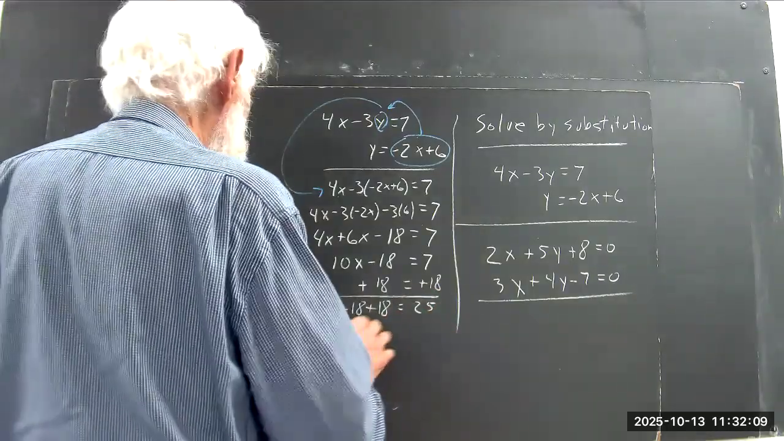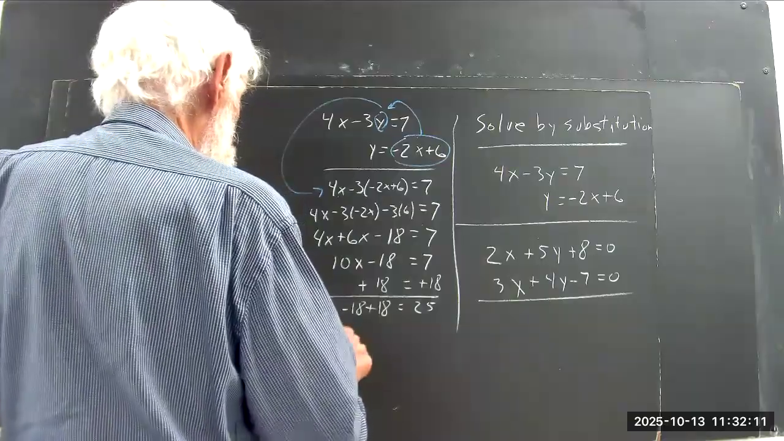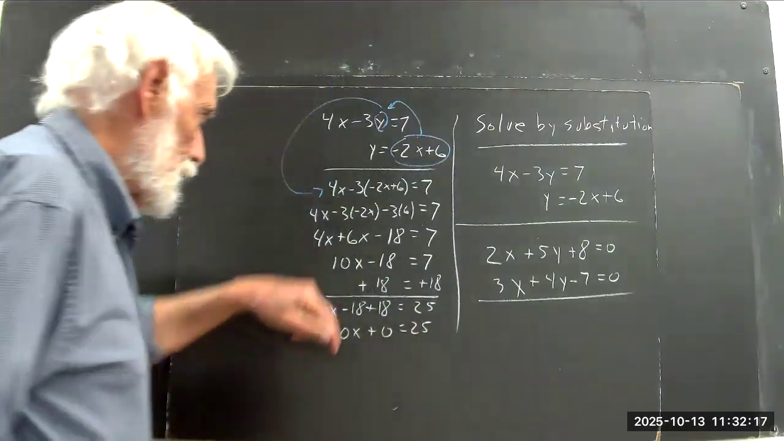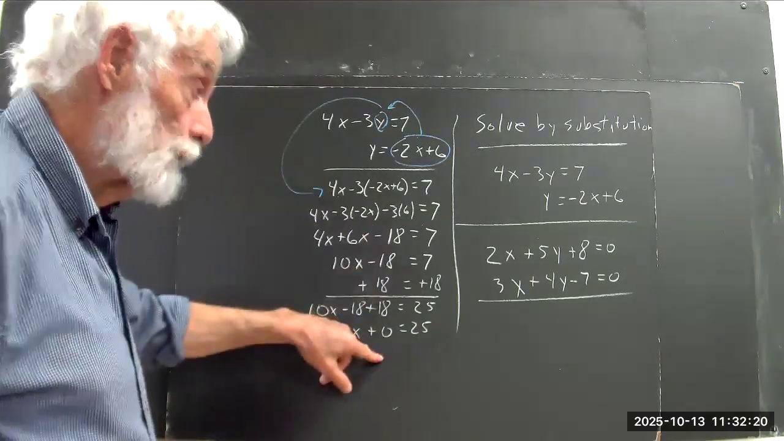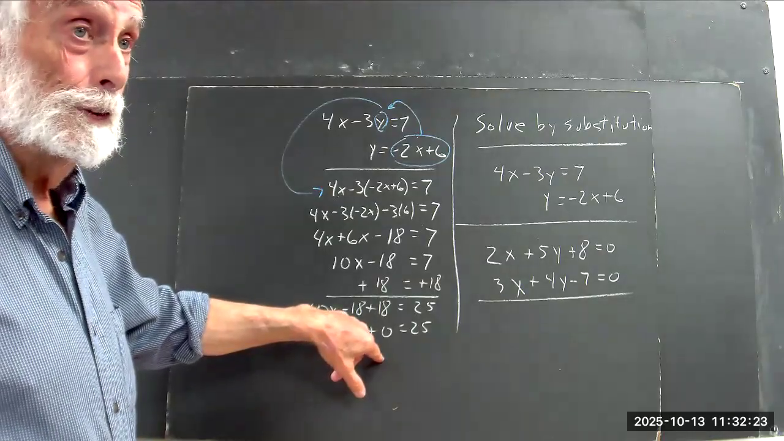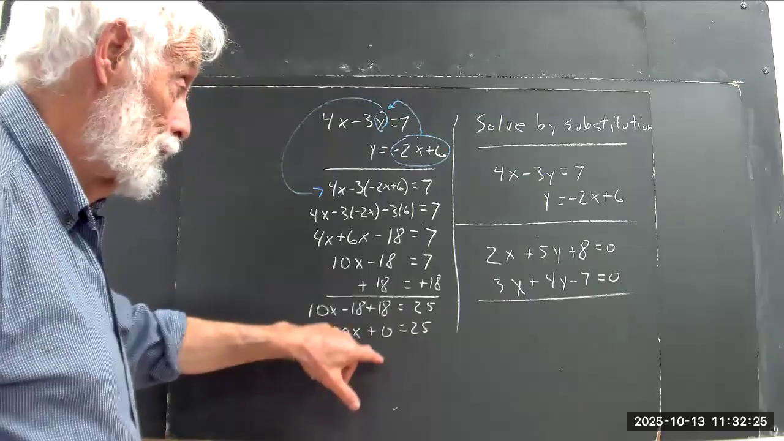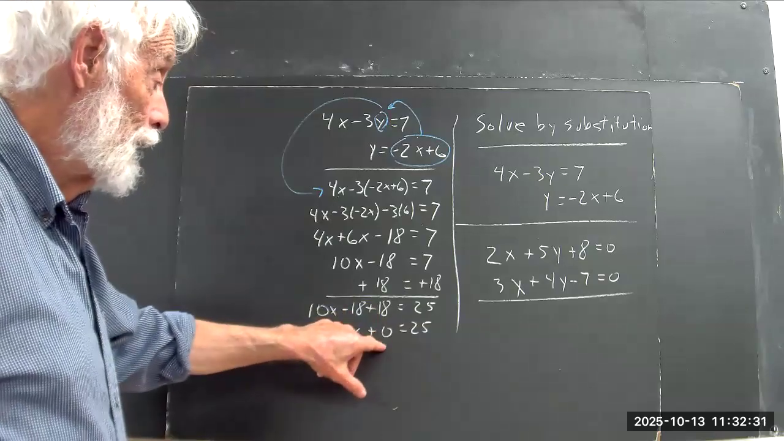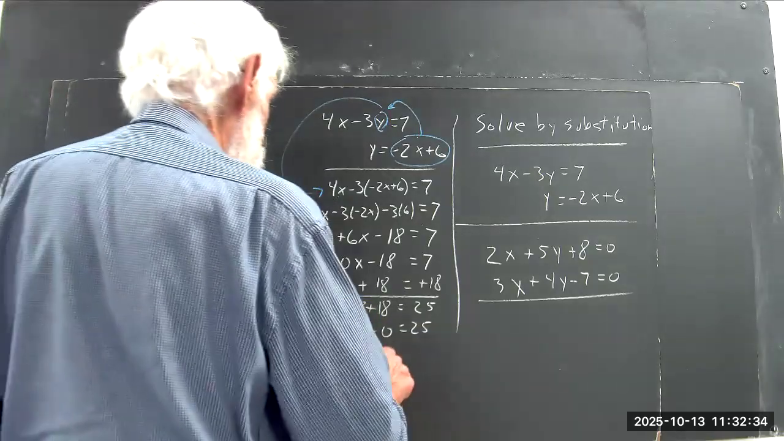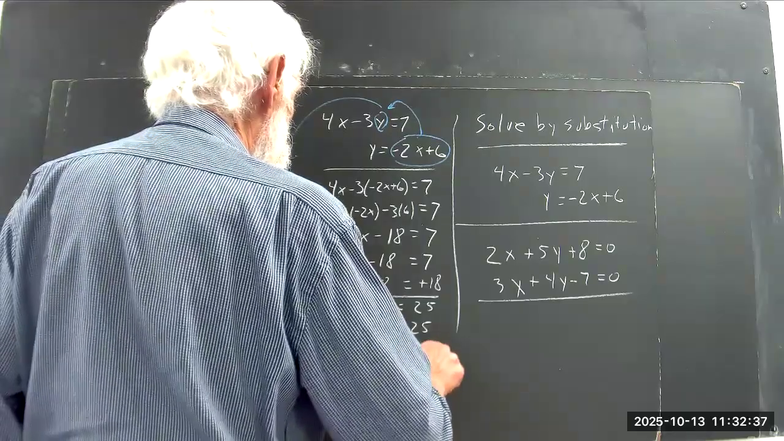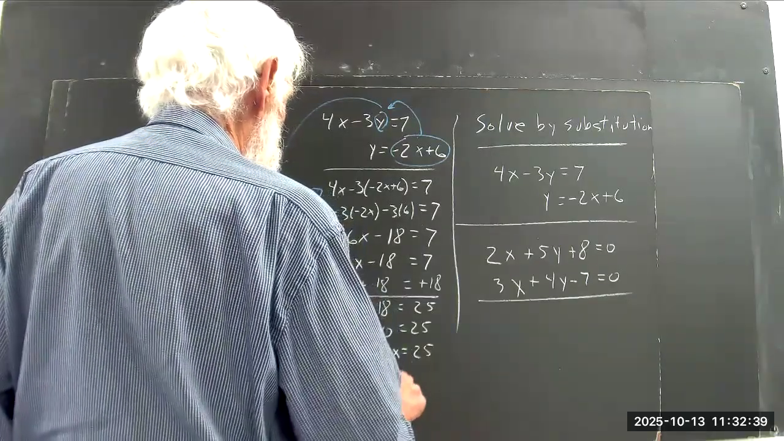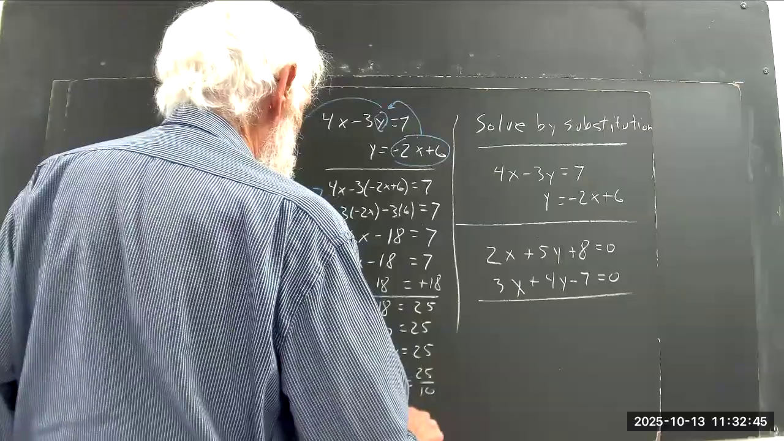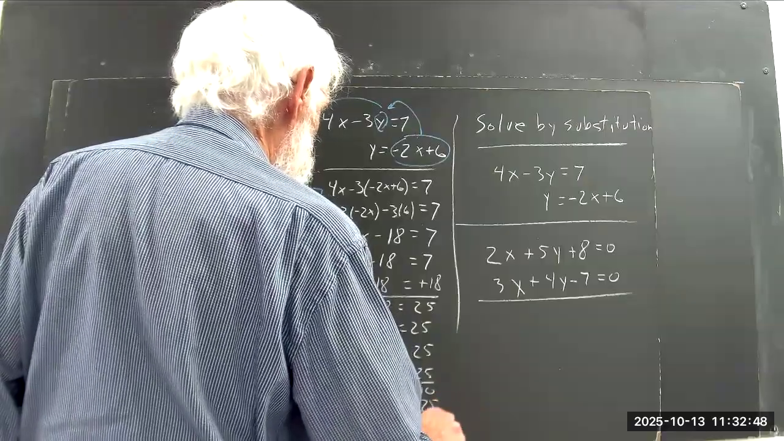If you made any mistake at this point doing all this, you really want to write out this step. If this is minus 18 and minus 18, it doesn't equal 0. It equals negative 36. If it's plus 18 and plus 18, it doesn't equal 0, it's plus 36. You got to make sure that this and this add up to 0 before you write out 10x equals 25. So 10x over 10 equals 25 over 10, and x equals 25 tenths.